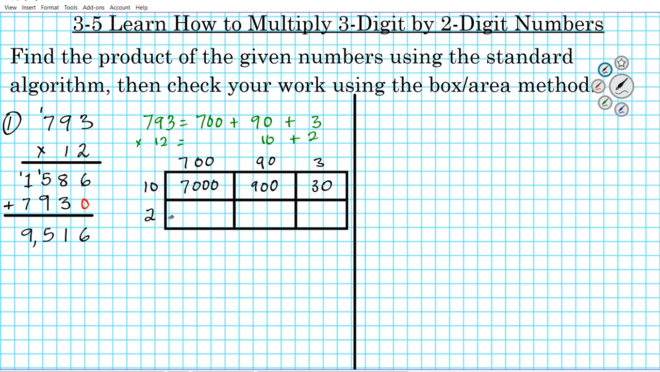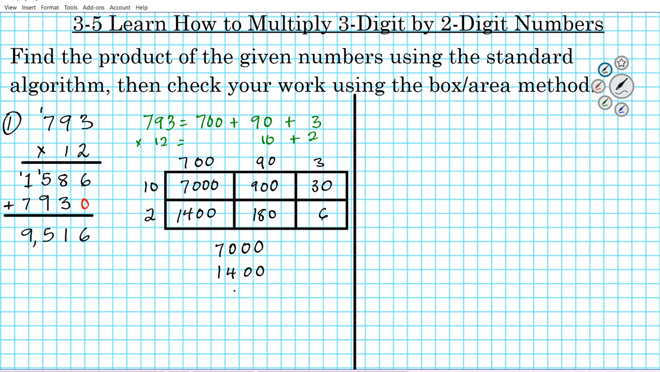Nice little shortcut. 2 times 700 is 1400. 2 times 90 is 180, and then 2 times 3 is 6. So we're going to go ahead and add up these digits. They're called the partial product, okay? We're going to add up the digits of the partial products in order to generate the final product.